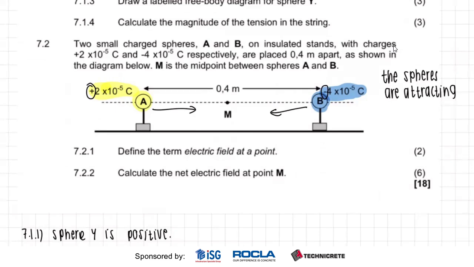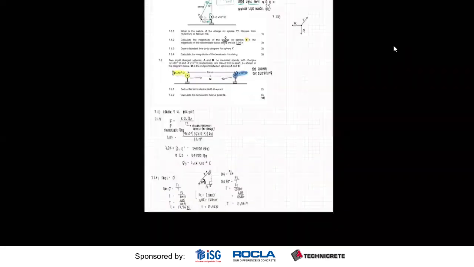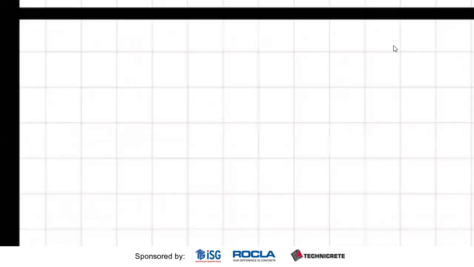Our first actual question for 7.2.1 asks us to define the term electric field at a point. The definition for electric field at a point is the electrostatic force experienced per unit positive charge placed at that point.